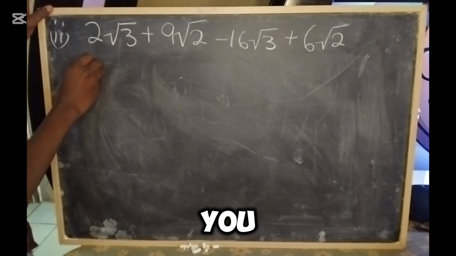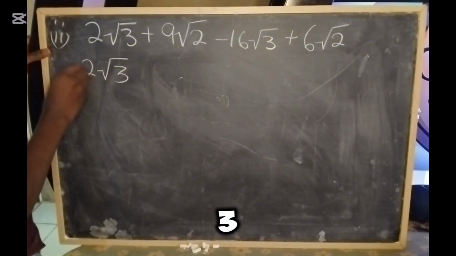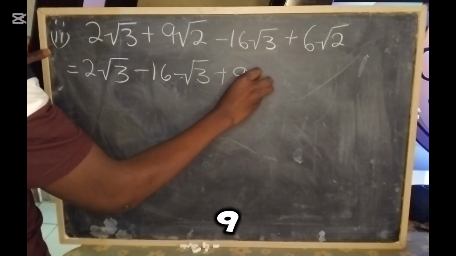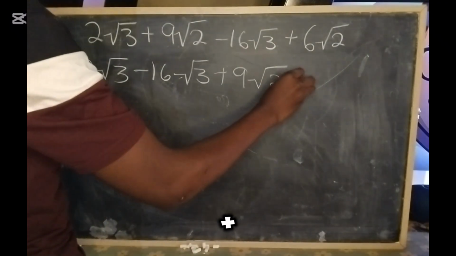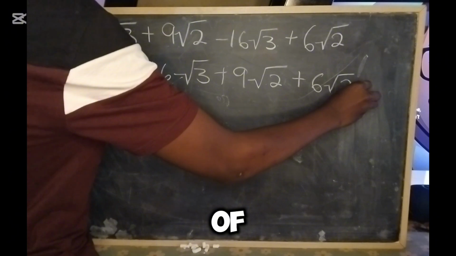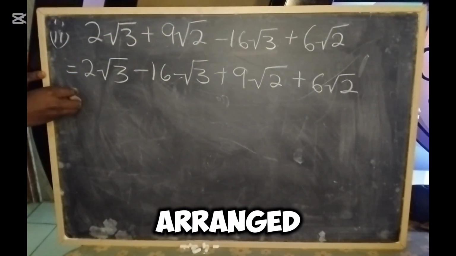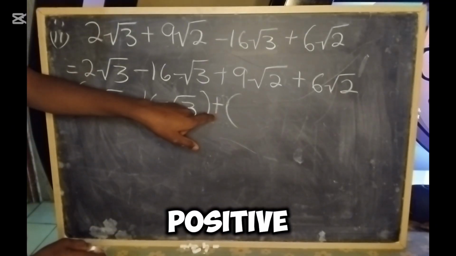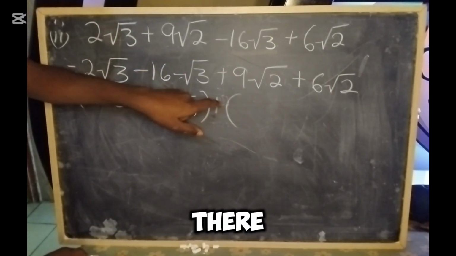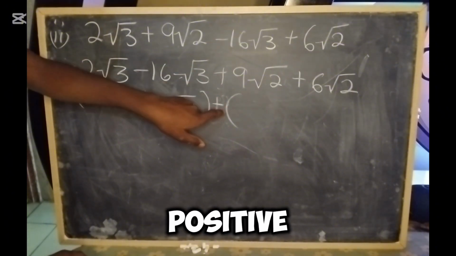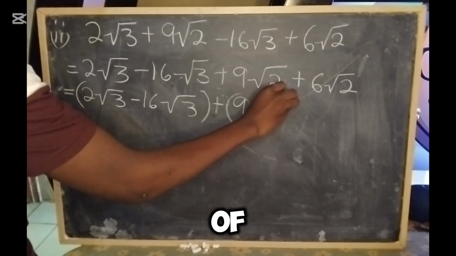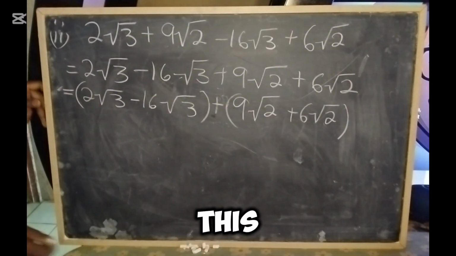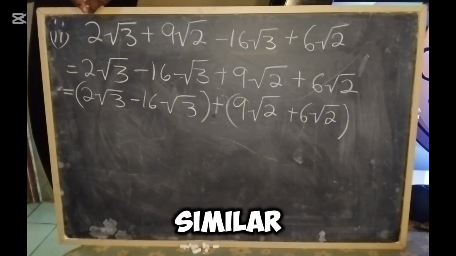Then we'll say 2 square root of 3. What's having the square root of 3 here? It is negative 16. By arranging, plus 9 square root of 2 plus 6 square root of 2. Now you see that everything has been arranged. Then you group. Bear in mind that here there's always a positive sign. Even if here there was a negative, here there will be a positive and the negative will be inside. But because this is positive, we just put positive here: 9 square root of 2 plus 6 square root of 2. Because now you have grouped, you take out the thing that is similar on both sides.